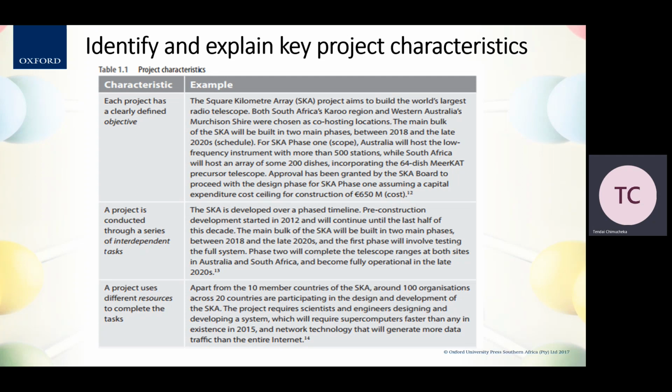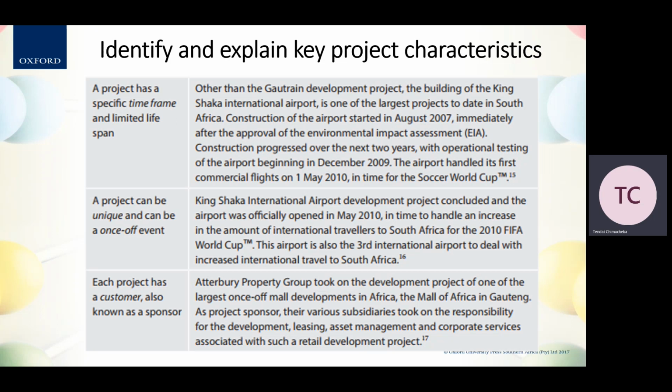A project also uses different resources to complete a task. You need different resources to complete each of the tasks that make up a project. As we said earlier, you do not have all the time in the world to complete a project. So a project has a specific time frame and a limited lifespan. If you start to manage a project today, you are most likely to have been told that this project is expected to be completed by a particular time. Even those constructing roads, there is a time at which that road should have been completed. Those constructing buildings, there is also a time by which that particular building ought to have been completed.